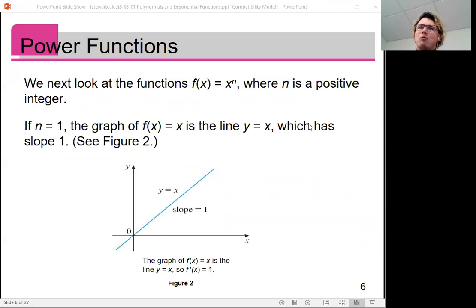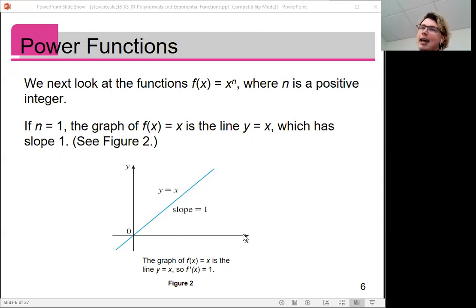So let's say instead we have f of x equals a power of x. So I'd call this a power function. Here, I've got x to the power n, and n is a positive integer. Well, probably the easiest one of these would be x to the power 1. Again, that's just a line. So I can calculate its slope directly. This will have slope equal to 1.